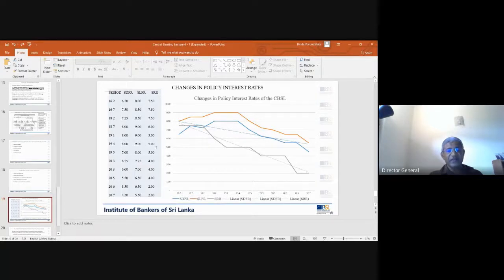During this period, the central bank was targeting... The central bank was following a monetary targeting framework. Now, the central bank is following an inflation targeting framework. This is important. Then somebody can ask the question: why? What is the reason for the central bank to keep the policy interest rate unchanged, but cut the SRR?